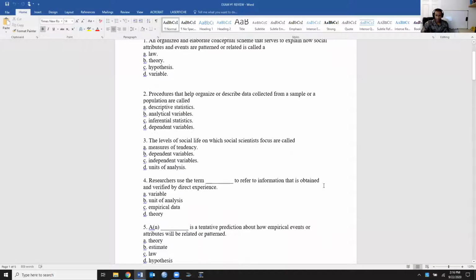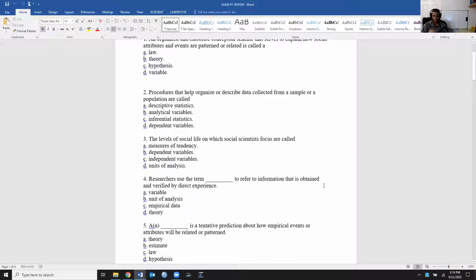Okay, number 3. So the levels of social life on which social scientists focus are called what? Analysis. Good, units of analysis. So I think that's just a definition that you probably just need to memorize and remember. You know, you could focus on groups, you can focus on organizations. So again, if I wanted to track the transfer and graduation rates of COD students, well, what am I focusing on? COD is a relatively large organization, right? 16,000 students, a lot of workers. So that'd be an organization.